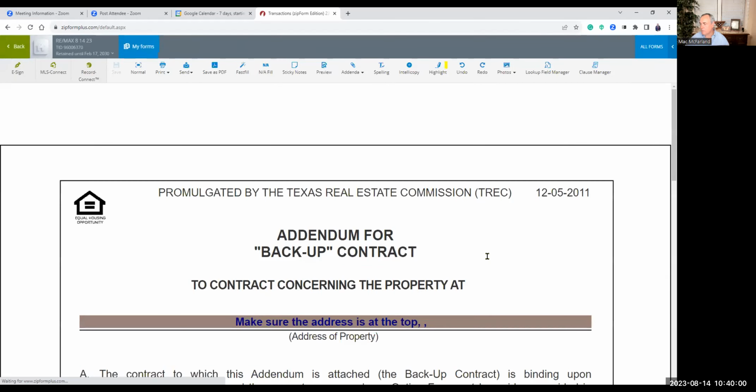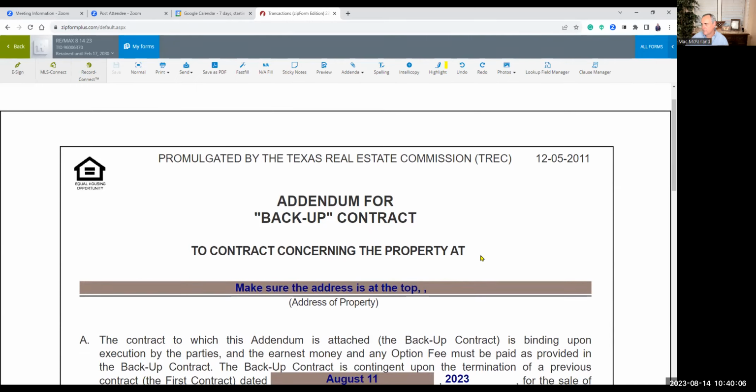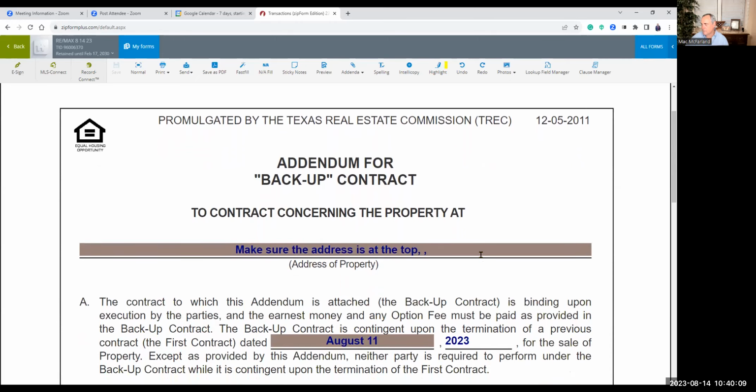How many of you have been doing backup contracts? Some of you, I think I've seen one or two backup contracts, no? Holy smokes. So let's talk about that just for a second. If a buyer really loves a property, doing a backup is good for them, right? And I get it.